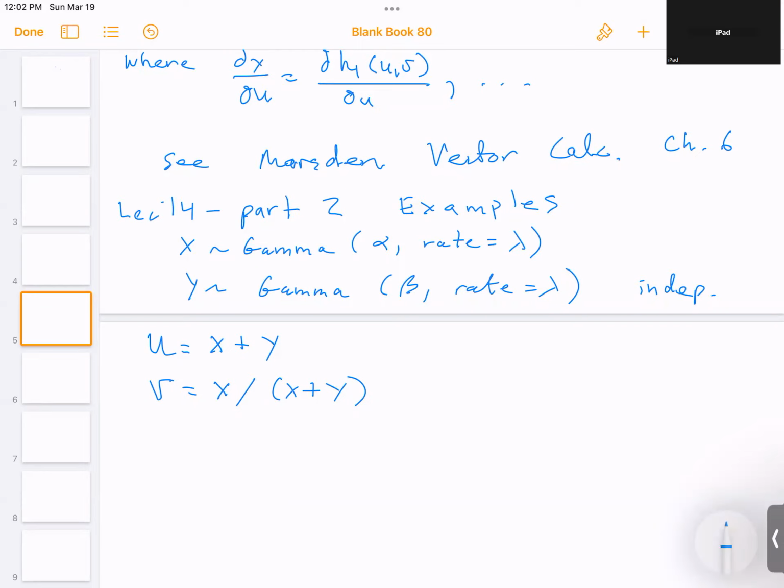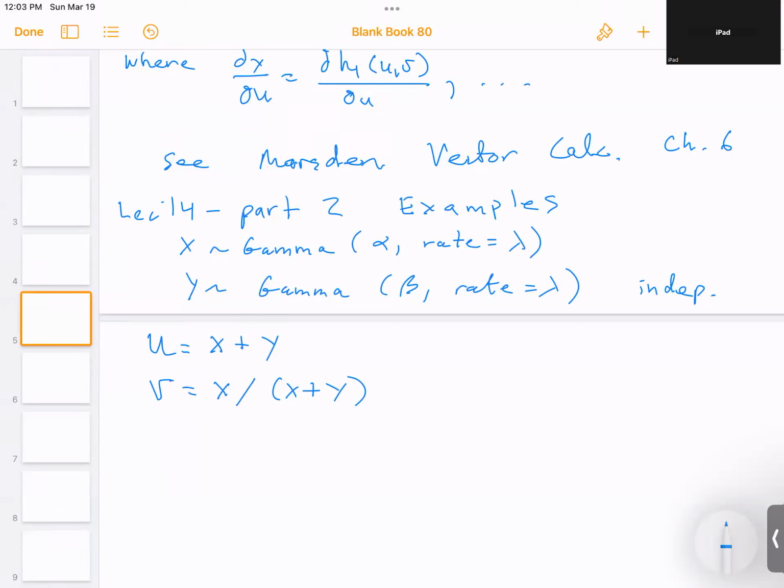So the mean would be alpha over lambda for x and beta over lambda for y, to be clear. Then we'll do this transformation. We'll make u be the sum, and we already know the distribution of u from when we did this with convolution last semester. It should be gamma as well, with first parameter alpha plus beta and rate still lambda.